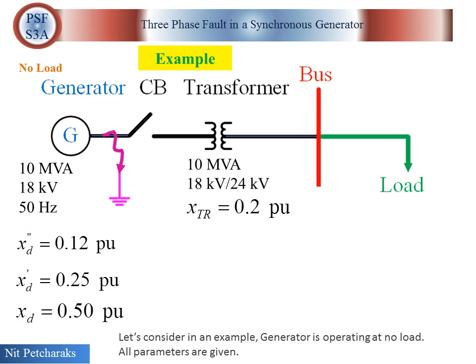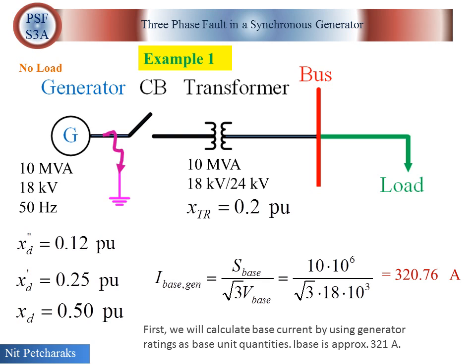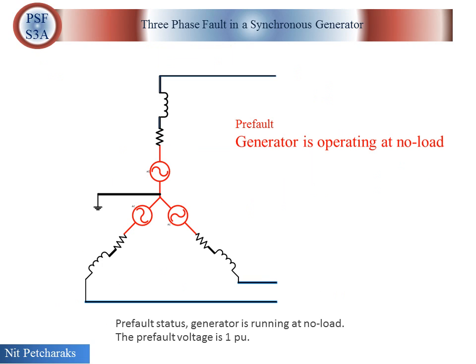Let's consider an example. The generator is operating at no load. All parameters are given. First, we will calculate base current by using generator ratings as base unit quantities. Base current is approximately 321 ampere. Pre-fault status: the generator is running at no load. The pre-fault voltage is 1 per unit.